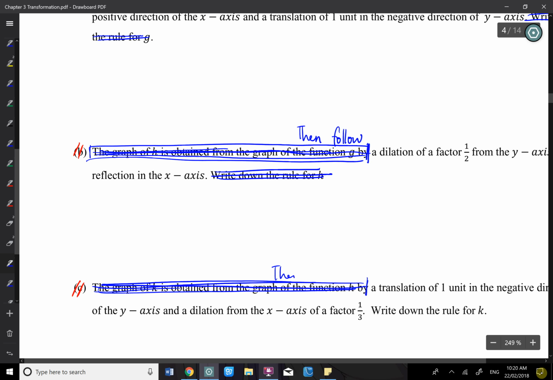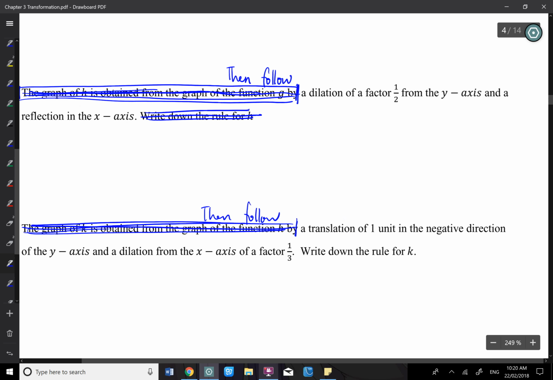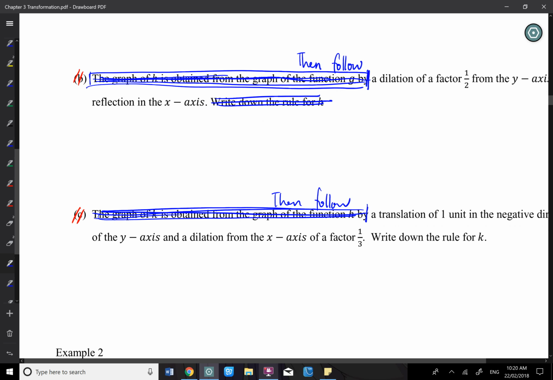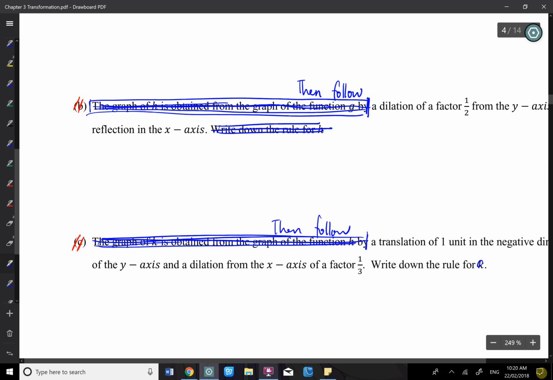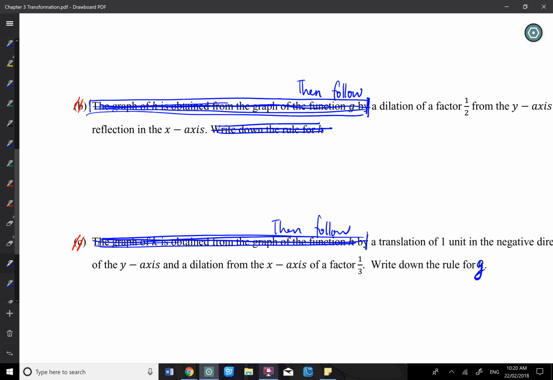And then follow a translation of 1 unit in the negative direction of the y-axis, and then a dilation of and so on. Write down the rule for G. Okay, write down the rule for G. So everything happened at the same time. Everything happened at the same time.